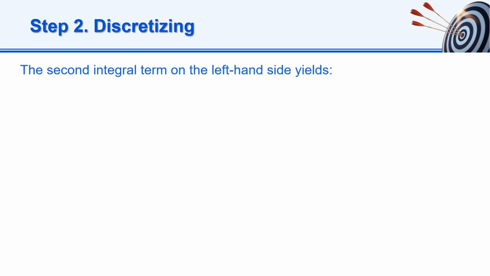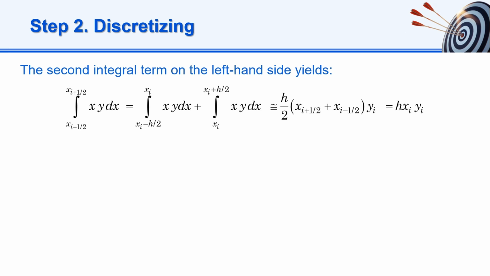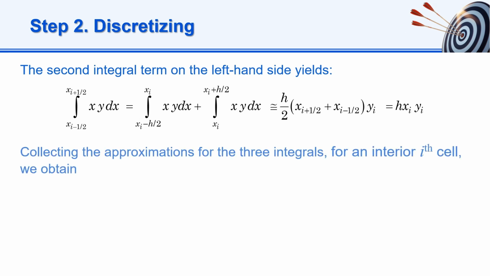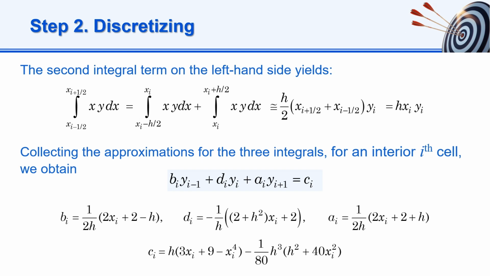the second integral term on the left-hand side yields. Collecting the approximations for the three integrals for an interior cell, we obtain the general discretized equation, where b_i, d_i, a_i, and c_i are defined as follows.